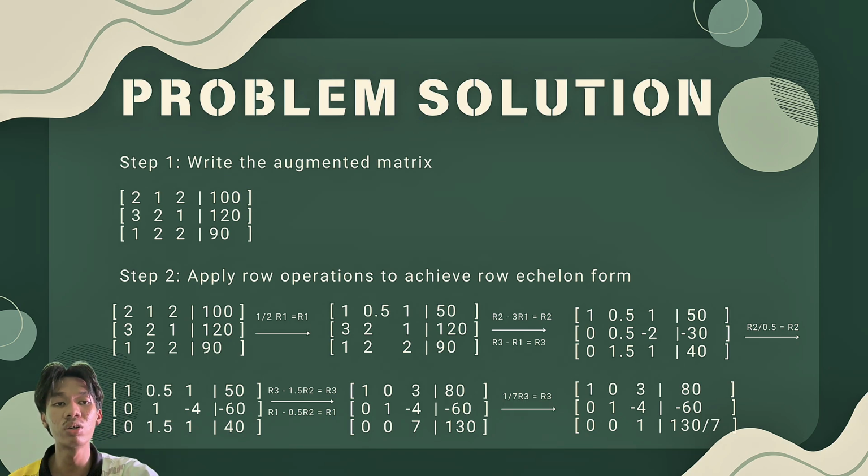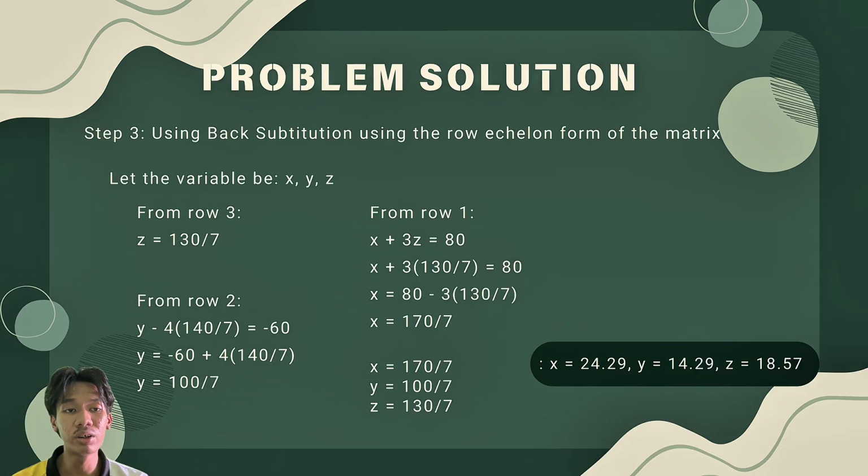Next, we focus on row 2 and make its leading coefficient a 1 by dividing the entire row by 0.5. Using this row, we eliminated the corresponding entry in row 3 and adjusted row 1 to maintain consistency. This process results in a matrix where each pivot column has 0 below and above the leading ones. Lastly, we simplify row 3 by dividing by 3/7, making the final pivot value a leading one. With the matrix in row echelon form, we proceed to back substitution.